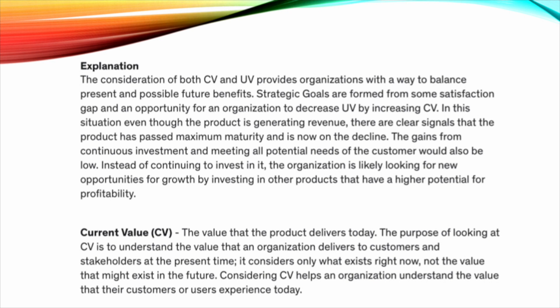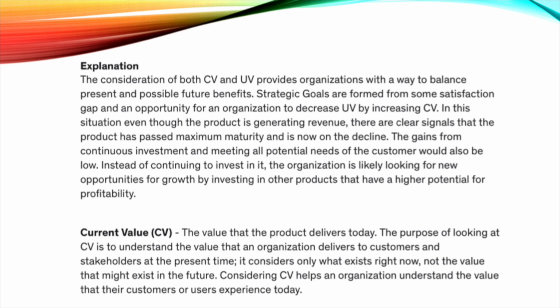The gains from continuous investment and meeting all potential needs of the customer would also be low. Instead of continuing to invest in it, the organization is likely looking for new opportunities for growth by investing in other products that have a higher potential for profitability.